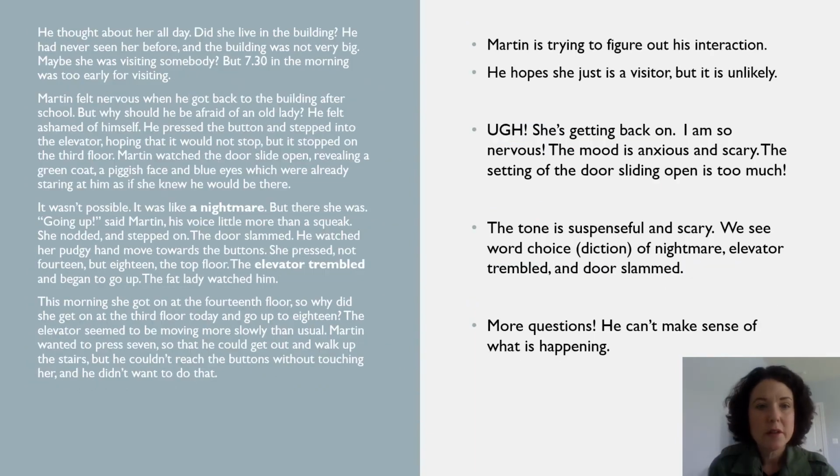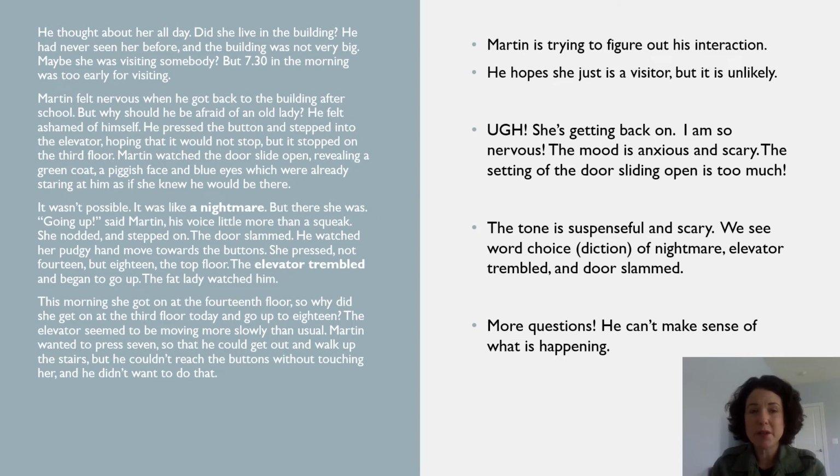Let's turn the page. He thought about her all day. Did she live in the building? He'd never seen her before, and the building was not very big. Maybe she was visiting somebody. But at 7:30 in the morning? It's too early for visiting. Martin felt nervous when he got back to the building after school. But why should he be afraid of an old lady? He felt ashamed of himself. He pressed the button, stepped into the elevator, hoping it would not stop, but it stopped on the 3rd floor. Martin watched the door slide open, revealing a green coat, a piggish face, and blue eyes, which were already staring at him as if she knew he would be there.